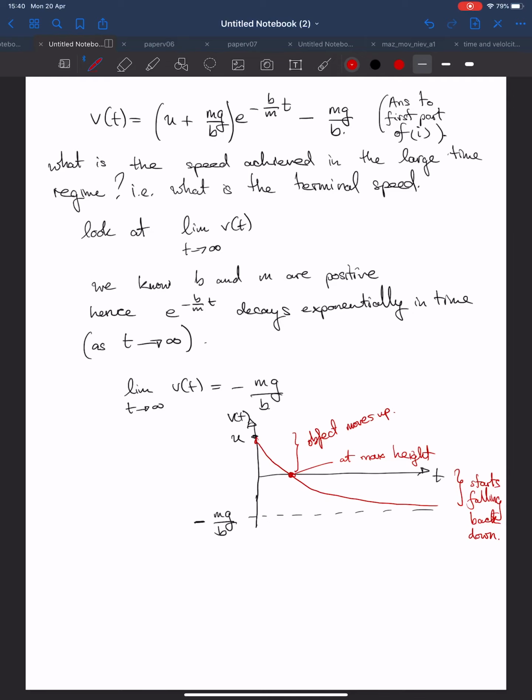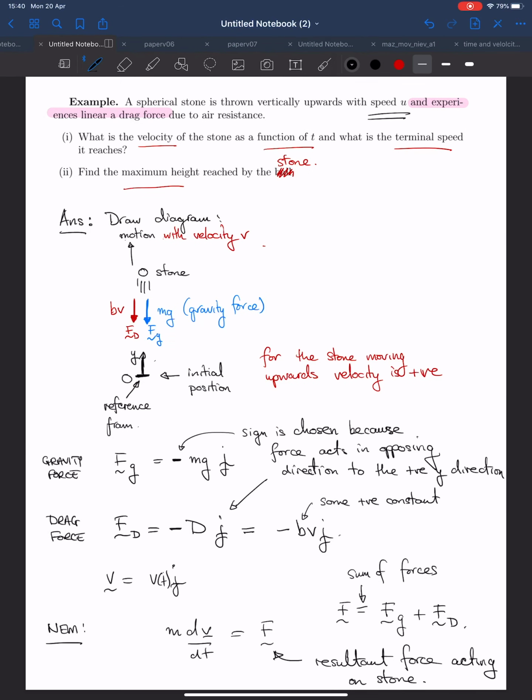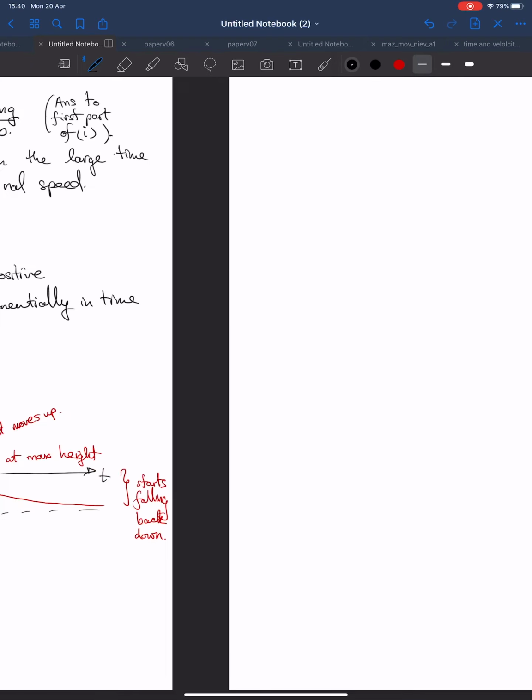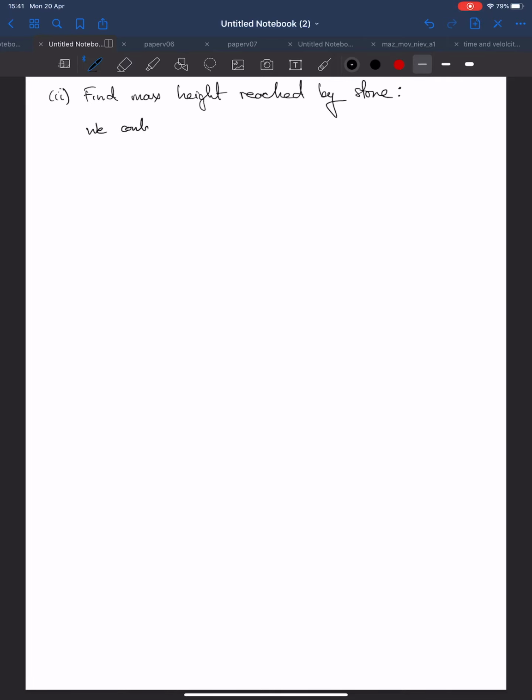Okay, good. Now, what about the next part? Well, the next part asks us to find the maximum height reached by the stone. So I'm going to use a different trick now. Let me just explain something. We could use our formula for v, and this is similar to the Romeo and Juliet cream egg example that we did some time ago.